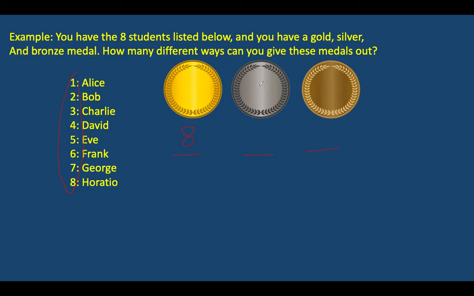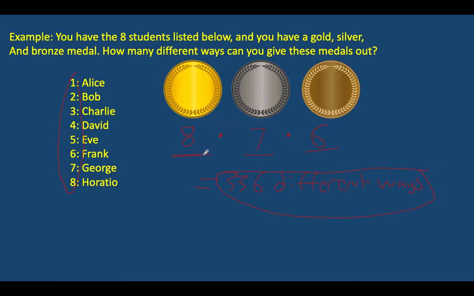So now, how many ways can I give out a silver? Well, if one person already has a gold, how many people are left to receive a silver? Well, that's 7. And then here we got bronze. If 2 people already have a medal, how many people are left that could possibly receive a medal? There's 6. So what we have to do is multiply this. So you do 8 times 7 times 6, and that equals 336. So there's 336 different ways you can hand out 3 medals to this group of 8 individuals, okay?